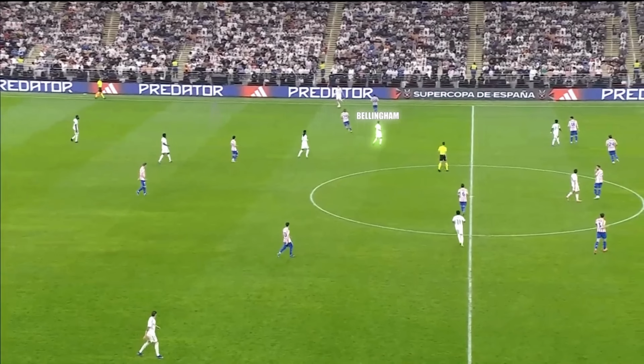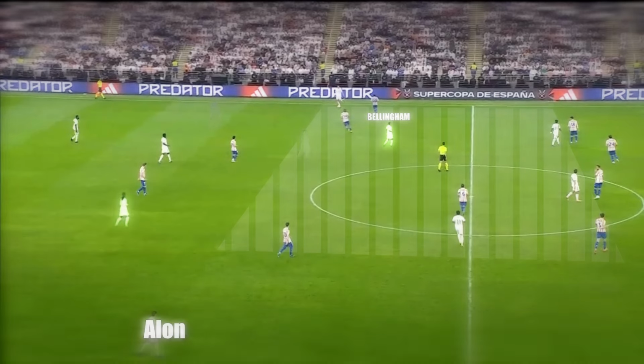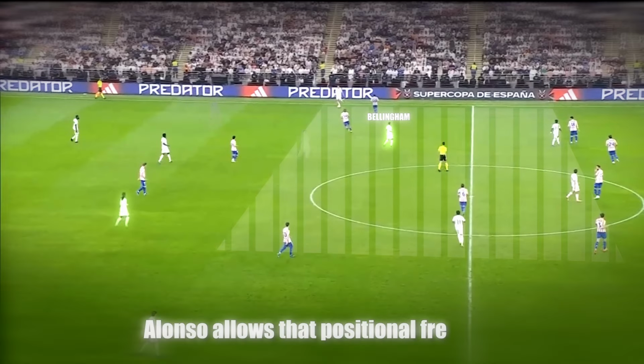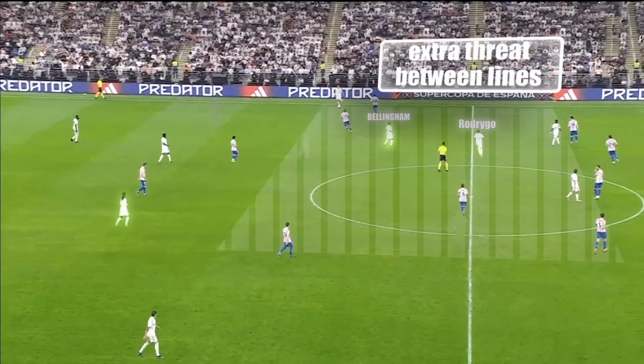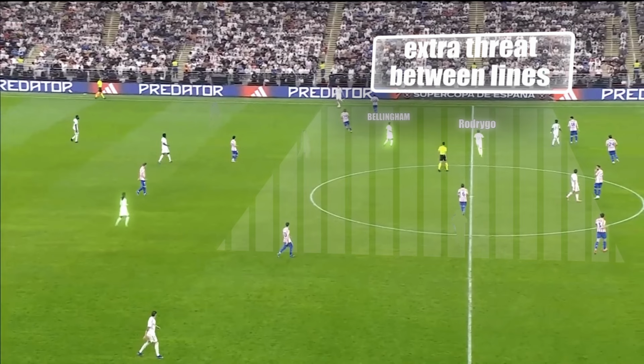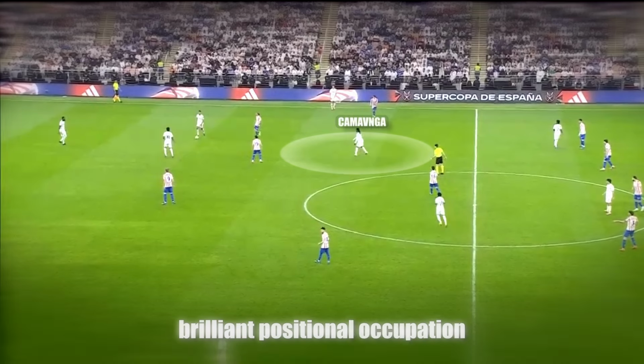Here Bellingham was supposed to be the one occupying the space between the lines, while Camavinga can drop. But Alonso allows that positional freedom, as we can even see Rodrigo's intention to move into the ball side to act as an extra threat between the lines. So Madrid created this free space for Camavinga with their brilliant positional occupation.